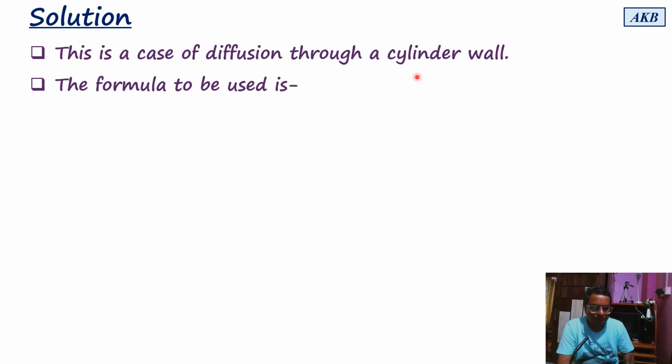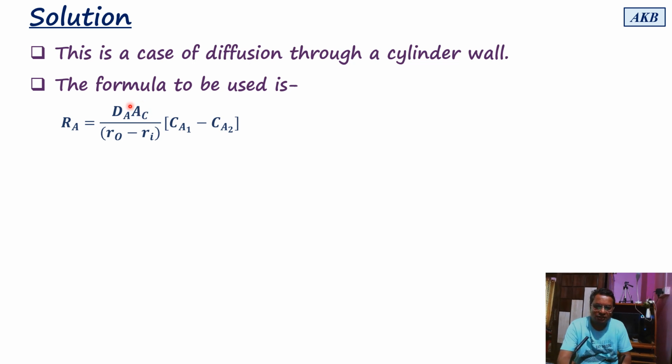The formula to be used is RA is equal to DA into AC divided by (RO minus RI) into (CA1 minus CA2), where RA is the rate, DA is the diffusivity, AC is the area through which mass transfer is going to take place, RO is the outer radius, RI is the inner radius, CA1 is the concentration at point 1, and CA2 is the concentration of A, that is hydrogen, at point 2.